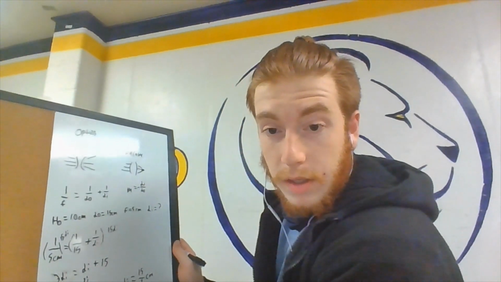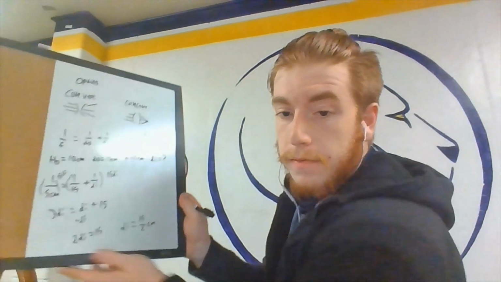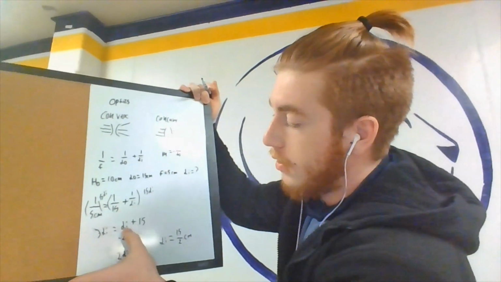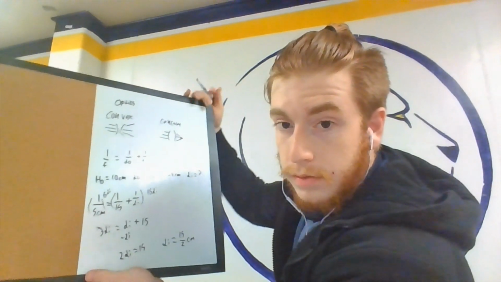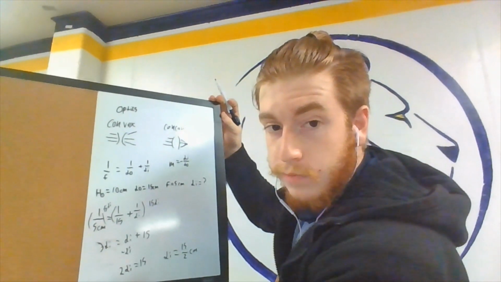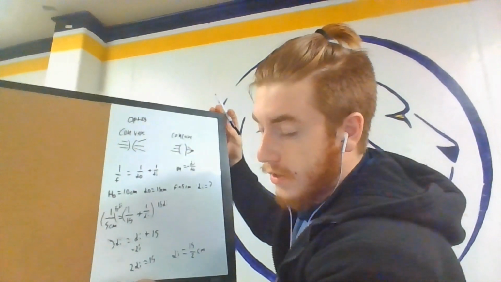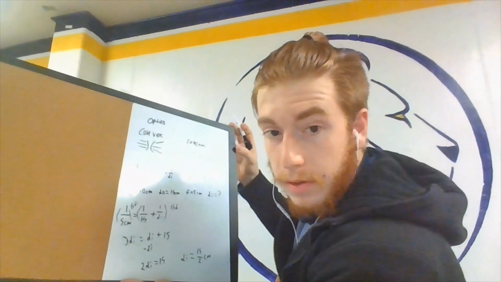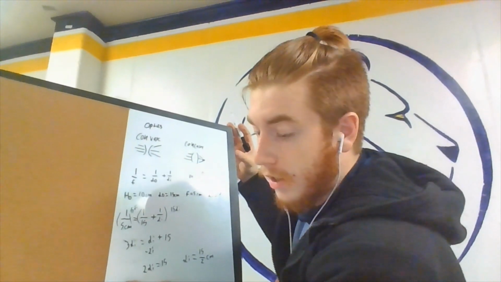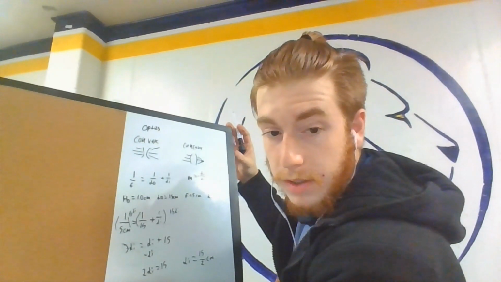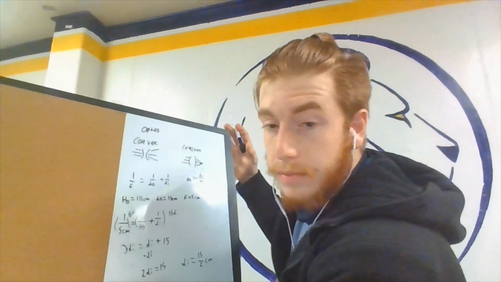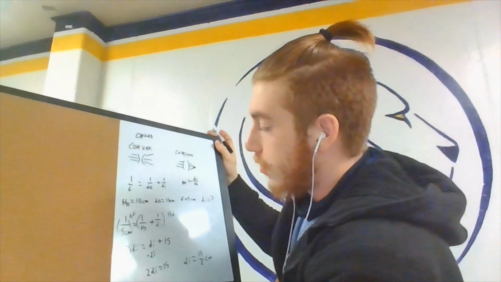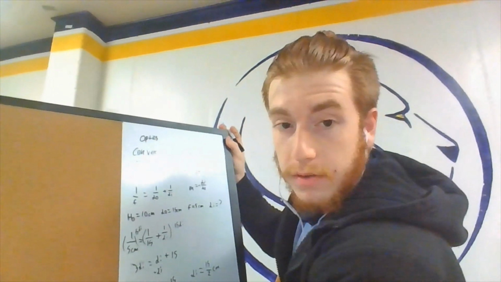So what does this allow? What can we get from the fact that we have 3 di is equal to di plus 15? We can actually tell whether or not this image is real or virtual. In this case, because di is a positive number, we know that it is real. But if di were a negative value, we would have a virtual image.